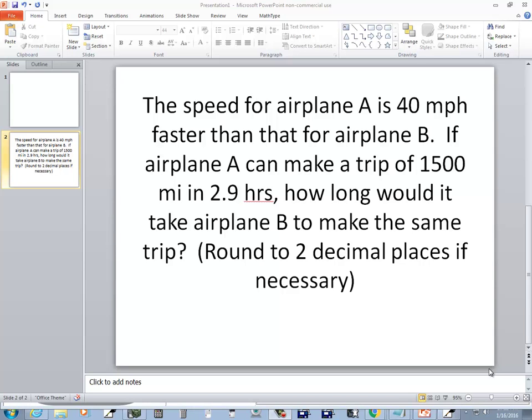Speed for airplane A is 40 miles per hour faster than that for airplane B. If airplane A can make this trip of 1,500 miles in 2.9 hours, how long would it take airplane B to make the same trip? Okay, they're making the same trip, which tells me the distances are the same.